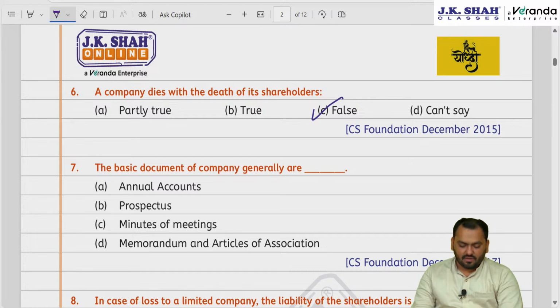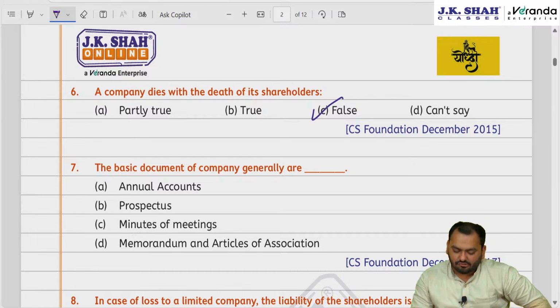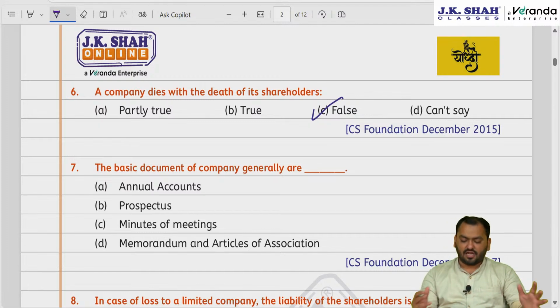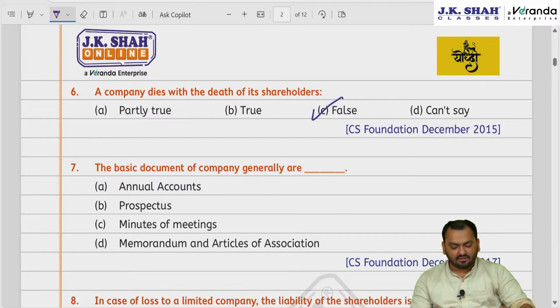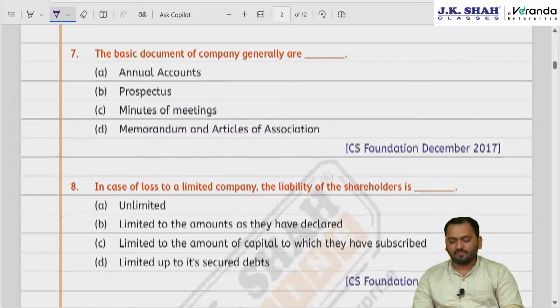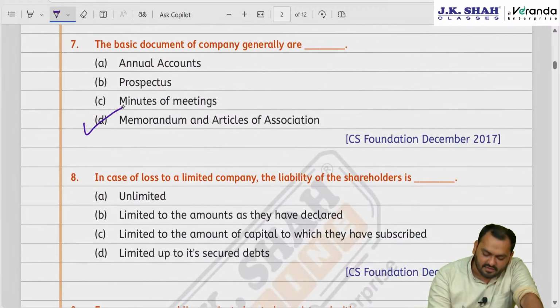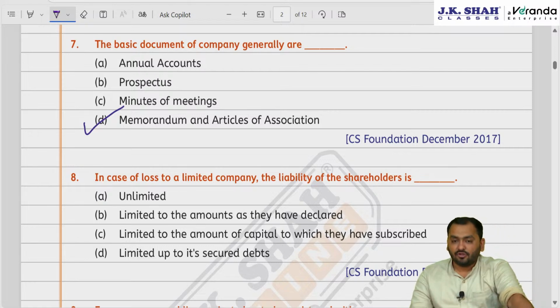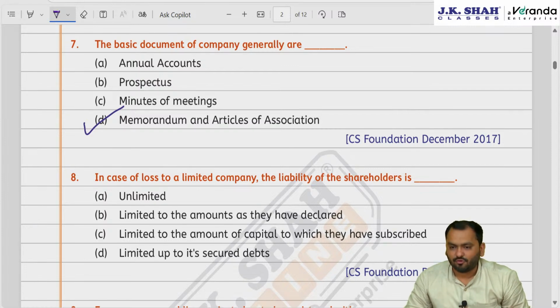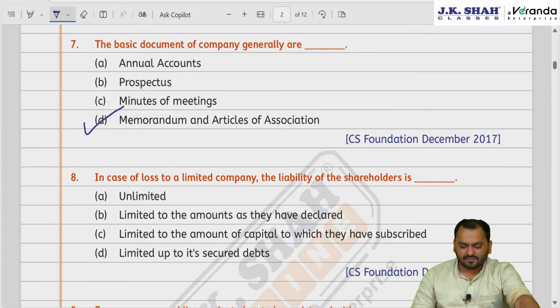Yes, next is, the basic documents of a company generally are dash. What are the basic documents of a company? Annual accounts, prospectus, minutes of meetings, or MOA and AOA. Come on, what are the basic documents? You all know the answer. The answer is option D, MOA and AOA. Because MOA is the constitution document and AOA is the rules and regulations. Very simple, right? So yes, these are the basic documents.